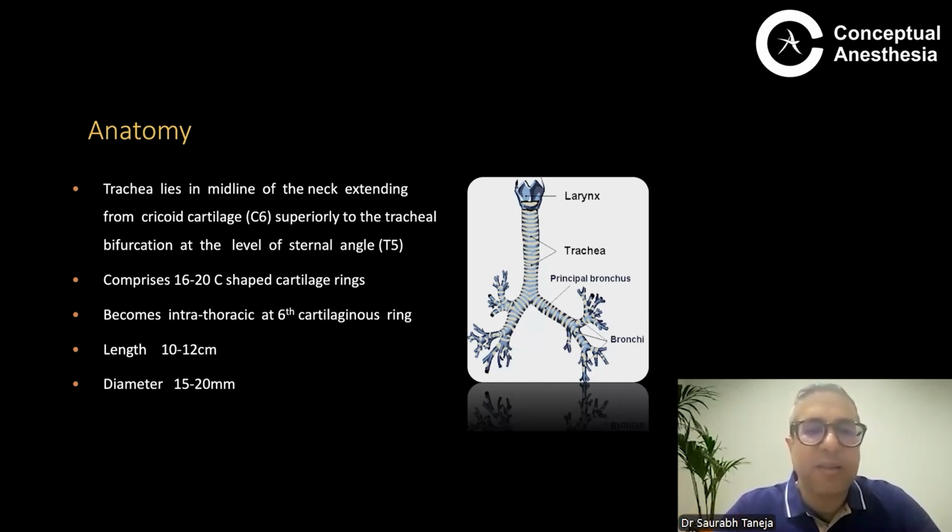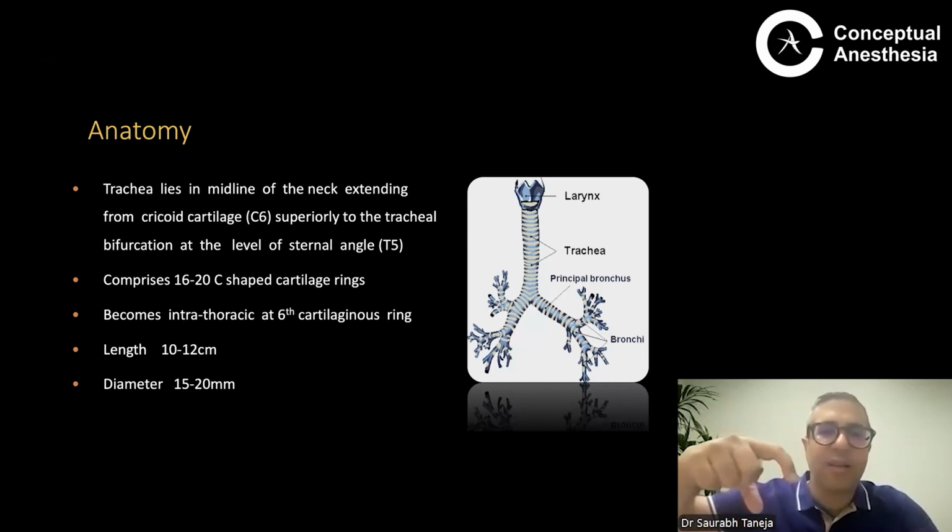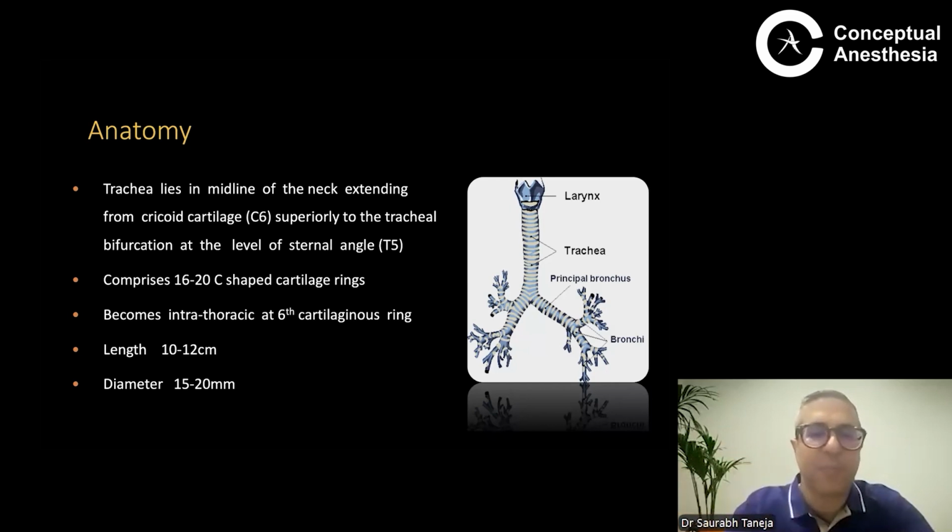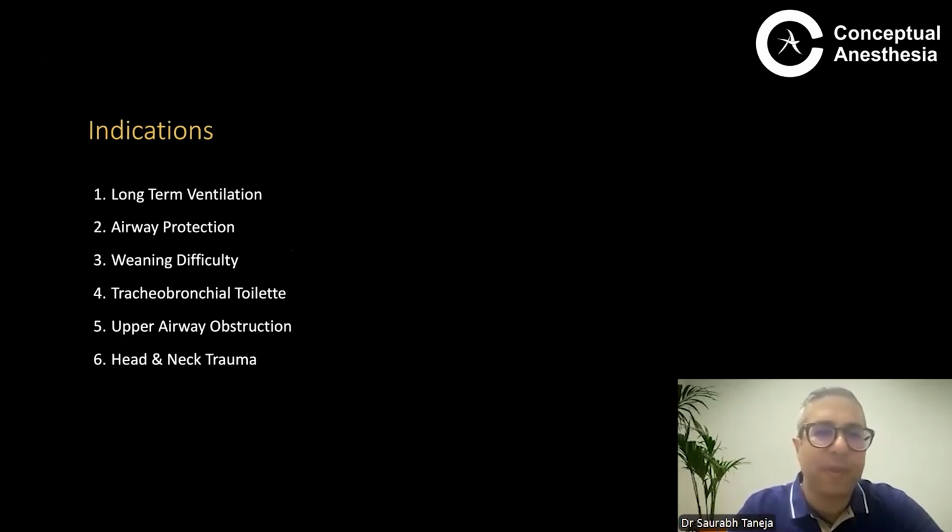Why is it C-shaped? Because the posterior tracheal wall is a very flimsy, soft structure. It does not have cartilage. The anterior structure has the cartilage, the posterior does not. And remember, it becomes intrathoracic at the sixth cartilaginous ring. When it becomes intrathoracic, you can't do a tracheostomy. You have to do a tracheostomy before that. The diameter is around 15 to 20 millimeters.